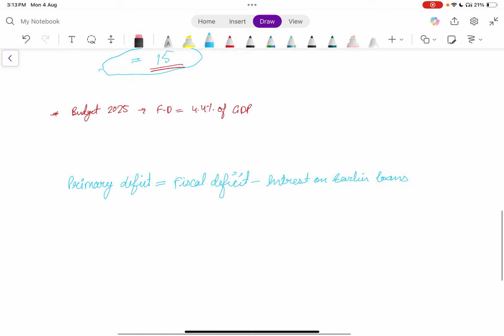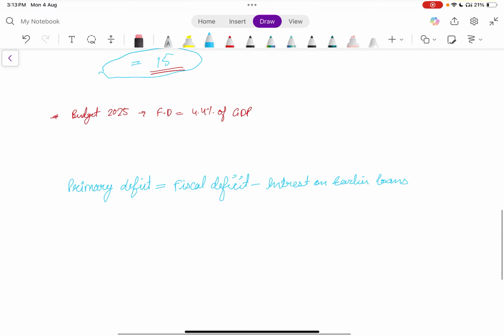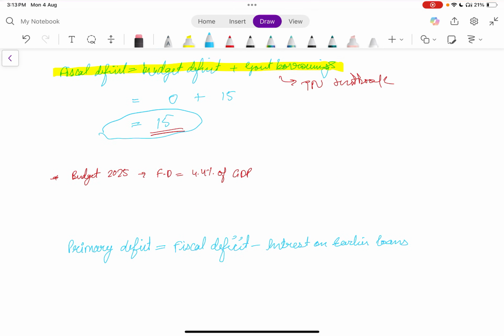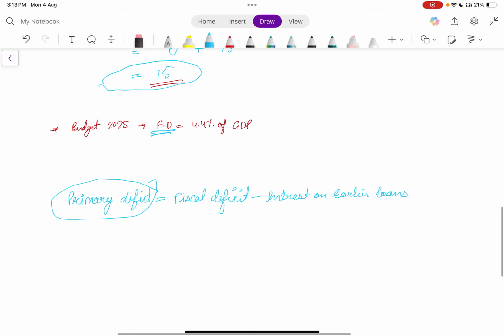So basically this is not complex, but the government makes it complex to hide their things and put the blame on the previous governments. So if you see, when the fiscal deficit is high, the government would say, do not focus on the fiscal deficit. Look at the primary deficit.